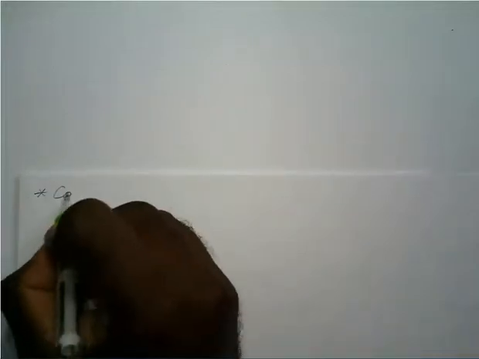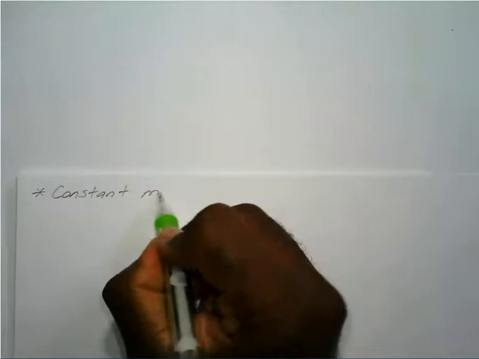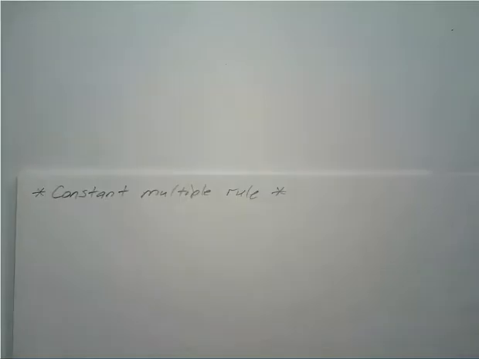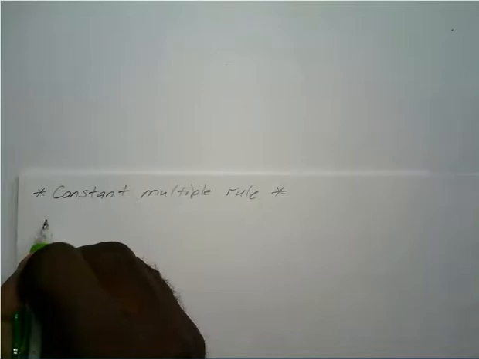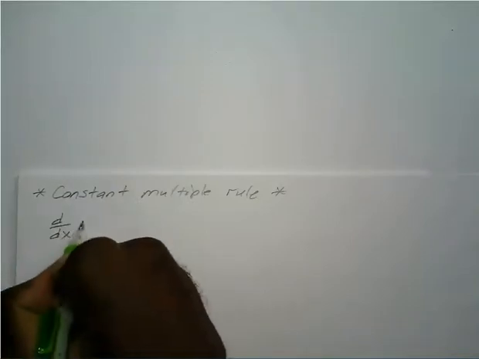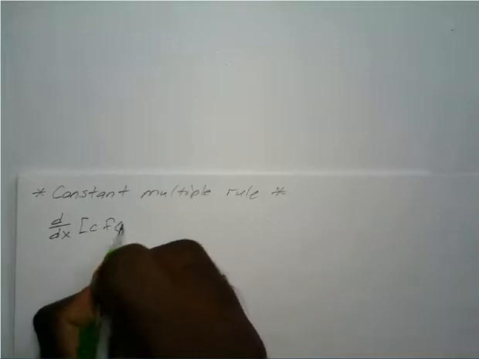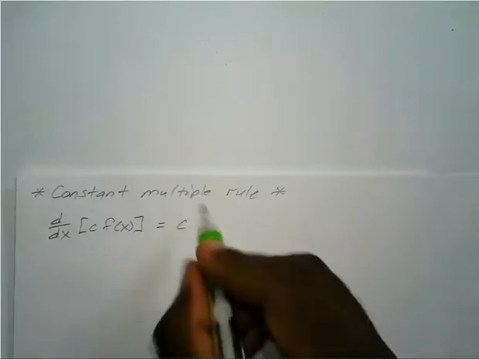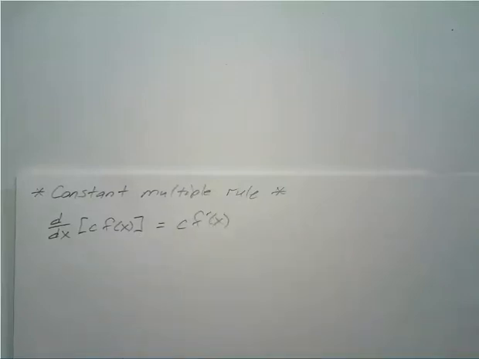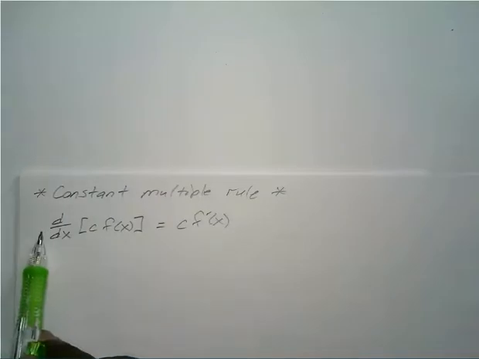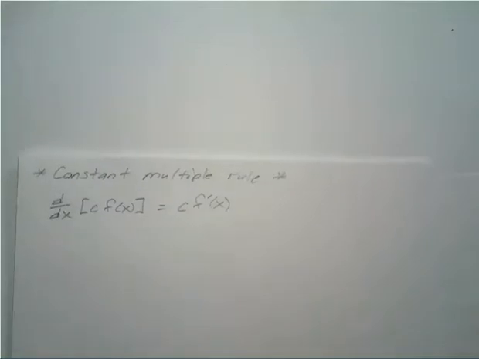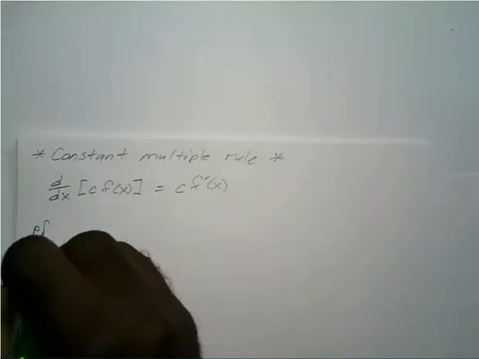Okay, so we have our constant multiple rule for differentiation. Okay, so what that says is, if you want to find the derivative of a function times a constant, then it's just equal to that constant times the derivative. Or if you wanted to, you can even bring that constant out front. All right. So just like any other time, we're going to go ahead and prove it.